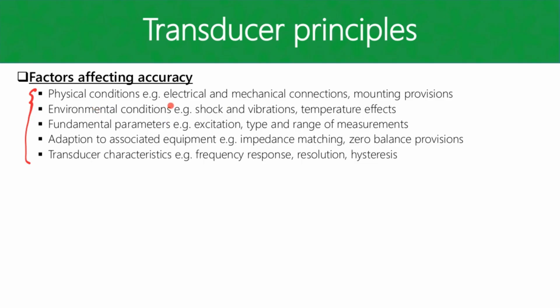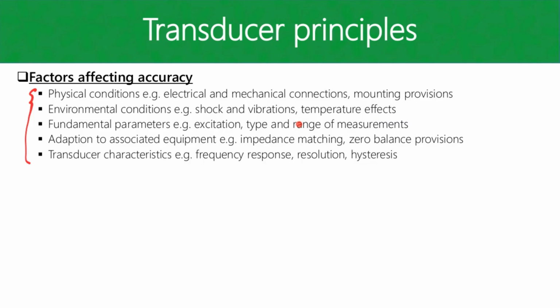Then you also have some environmental conditions that you need to take into account. That would be things like shock and vibration, temperature, corrosion, that kind of stuff. Fundamental parameters. So this would be basically how are you going to excite your transducer. The excitation type basically. So are you going to use a passive or active transducer? Also need to consider the range of measurements in the case of accuracy as well.